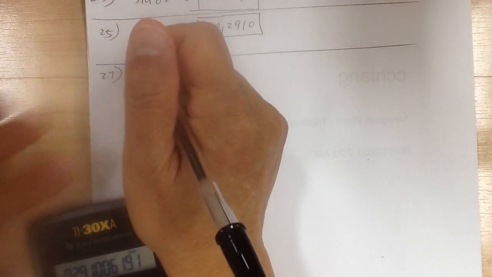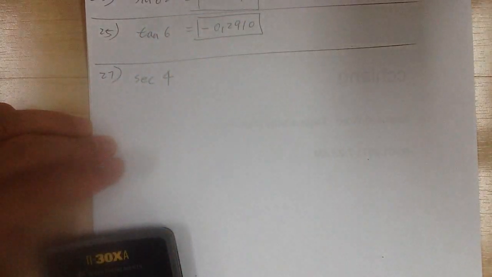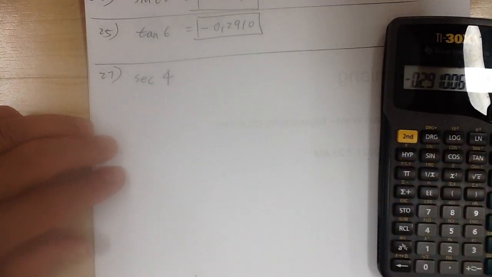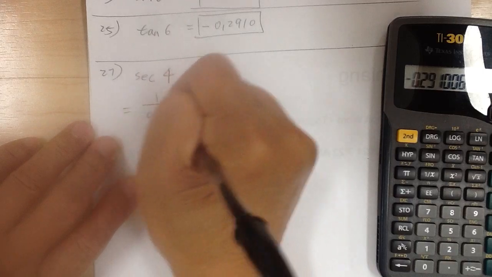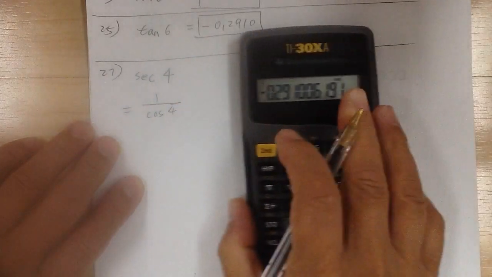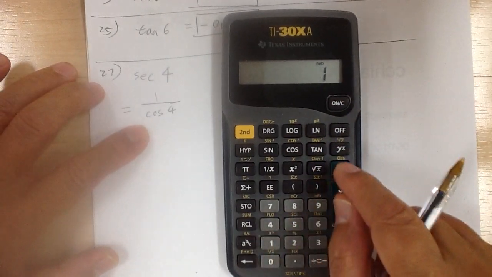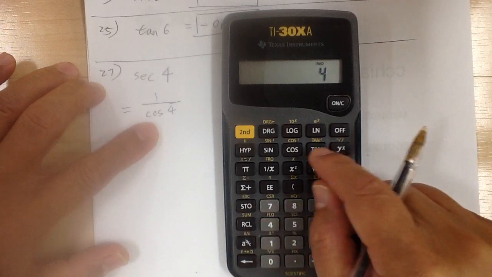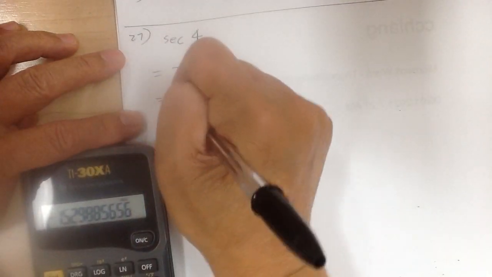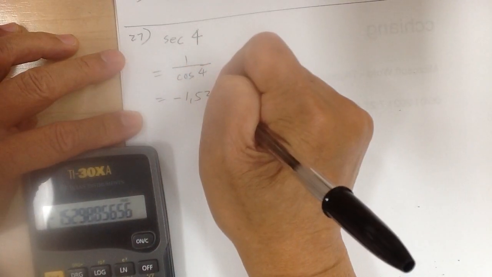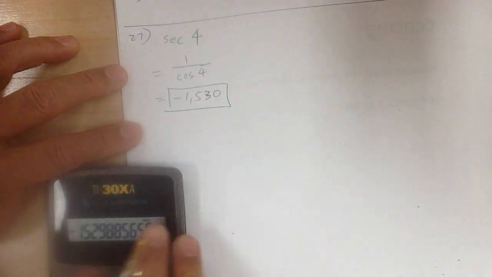Okay, 27, secant of 4 radians. Now there's no secant on the calculator, so first you have to convert that into the primary function. Secant is equal to 1 over cosine, right, of 4 radians. Again, right now you have the radians. So you can go 1 divided by 4 radian cosine of that, equal. And so this will equal negative 1.529, so you want to round off to 4 significant digits.